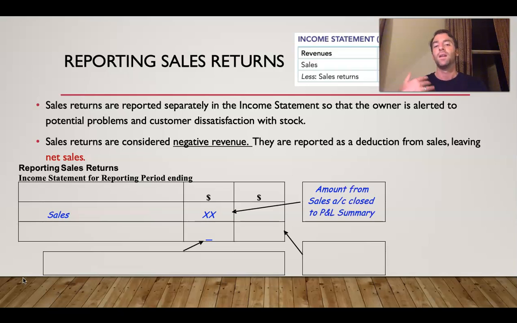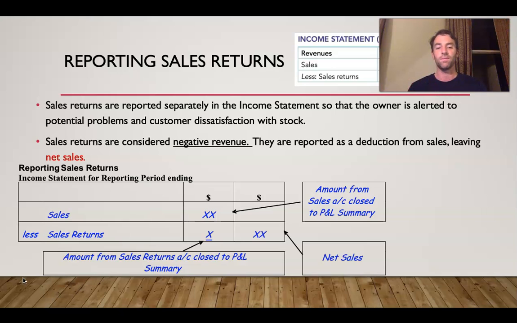Sales, that's the amount from the sales account closed to profit and loss summary, and that will make sense in our next topic. Less sales returns, and that gives us our total sales or net sales. An example of this is in the top right of your screen, which is probably blocked by me, but in your actual slides, you'll be able to review that.